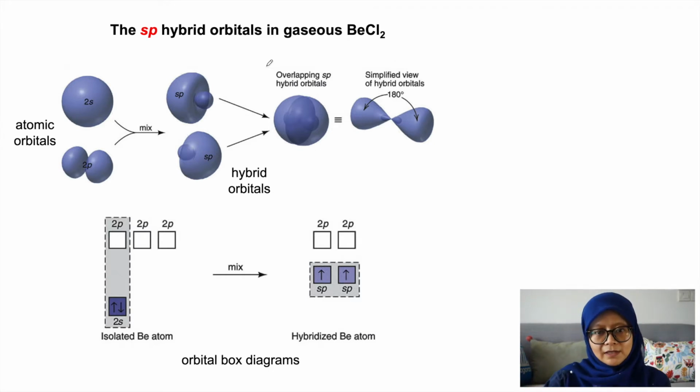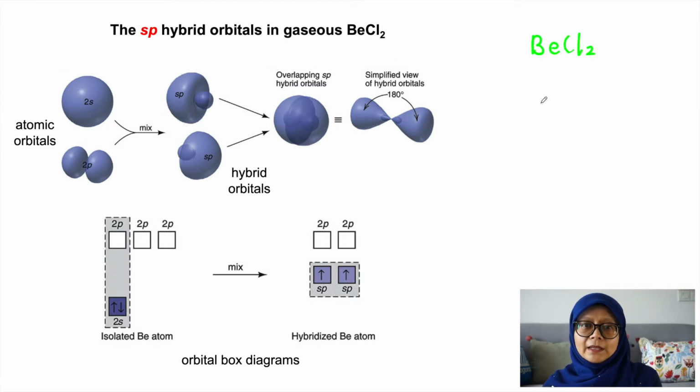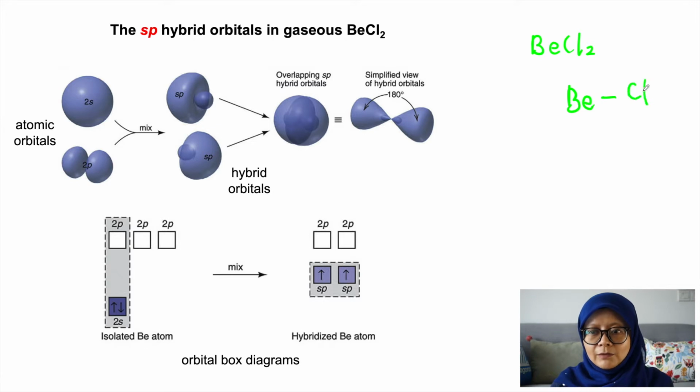First thing first, you need to focus on the central atom. So the beryllium chloride here, this is BeCl2. Then we need to determine which one will be the central atom. The least electronegative atom will be the central atom. So in this case, we have beryllium surrounded by 2 chlorides.